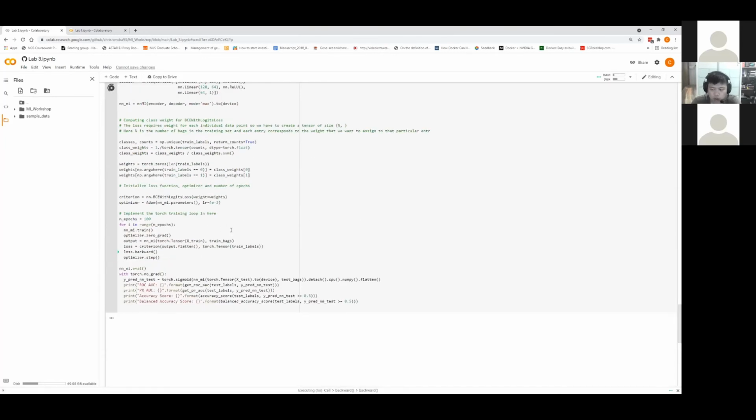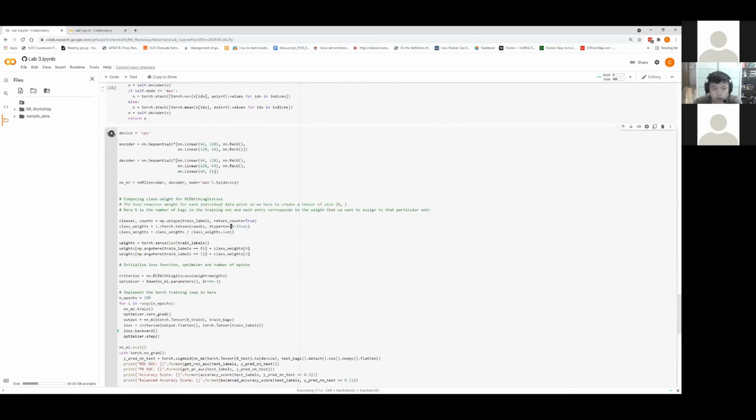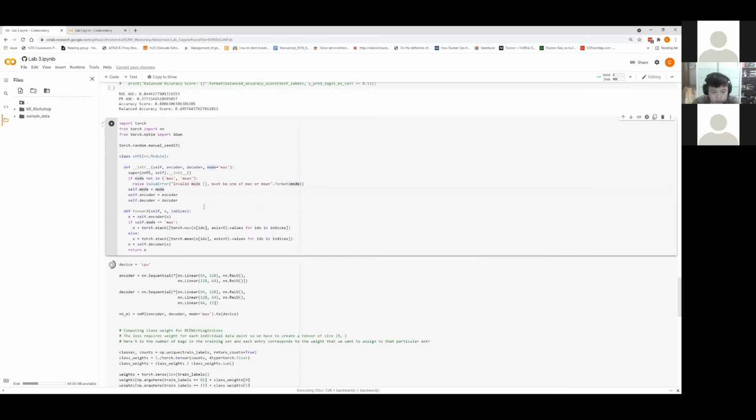Now, while we're waiting for the training, let's take a look at the model that we have. So this is our model, the neural network multiple instance learning model, which I called NNMI. This NNMI takes in 3 arguments. First, the encoder, second, the decoder, and third, the mode. So what does this do? Let's look at the definition of this model above. So this is the neural network multiple instance learning model.